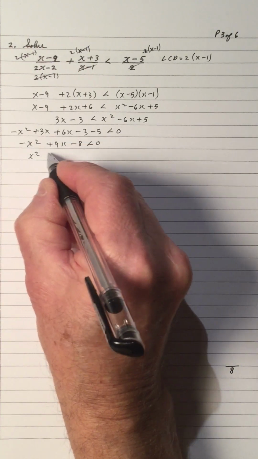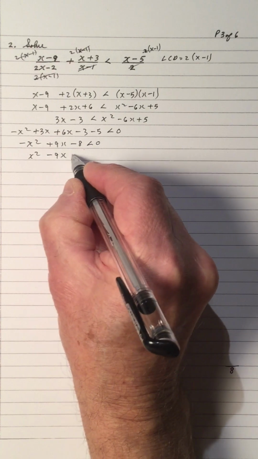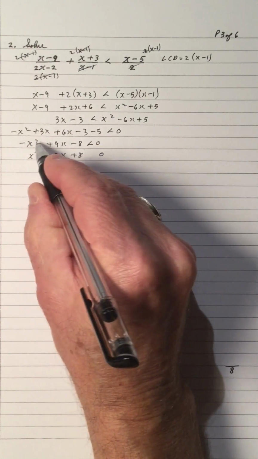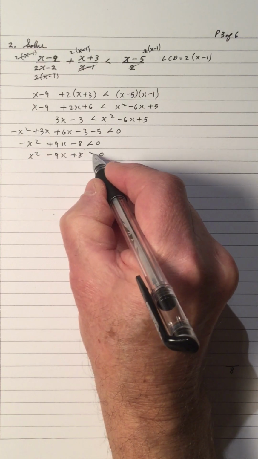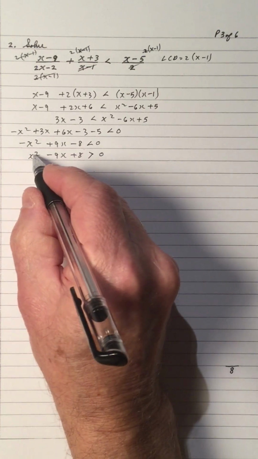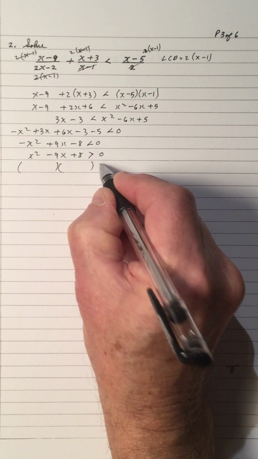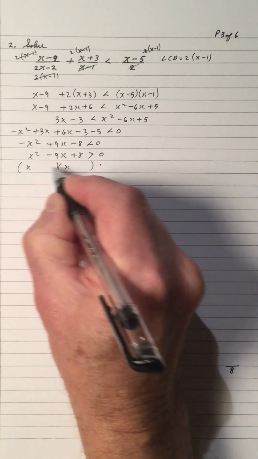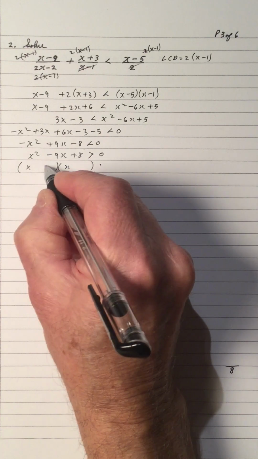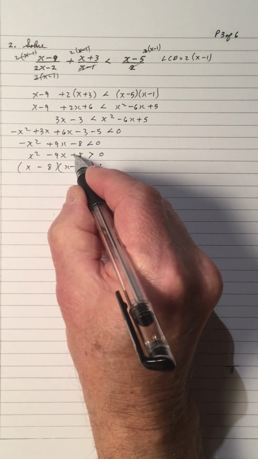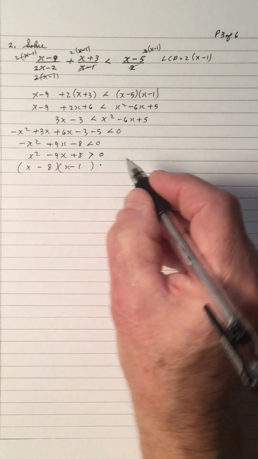So we get x squared minus 9x plus 8. And because we multiply by a negative, we change the inequality to a greater than. This is a quadratic, and a quadratic hopefully is factorable. And we have x and x. Factors of 8 to give you 9 are 8 and 1. So we have a negative and a negative because the product is positive, the sum is negative.